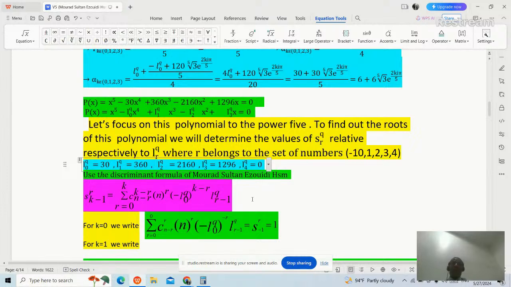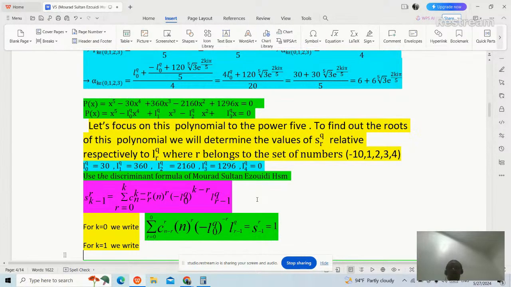That is after 14 weeks of work and of failure and of jumping and climbing, let's say, climbing what, Mr. Mourad? Trees? Mountains? Climbing shapes, yes, U and intersection shapes, to reach this point. And we continue to learn. So it's called the discriminant formula of Mourad Sultan Ezouidi.